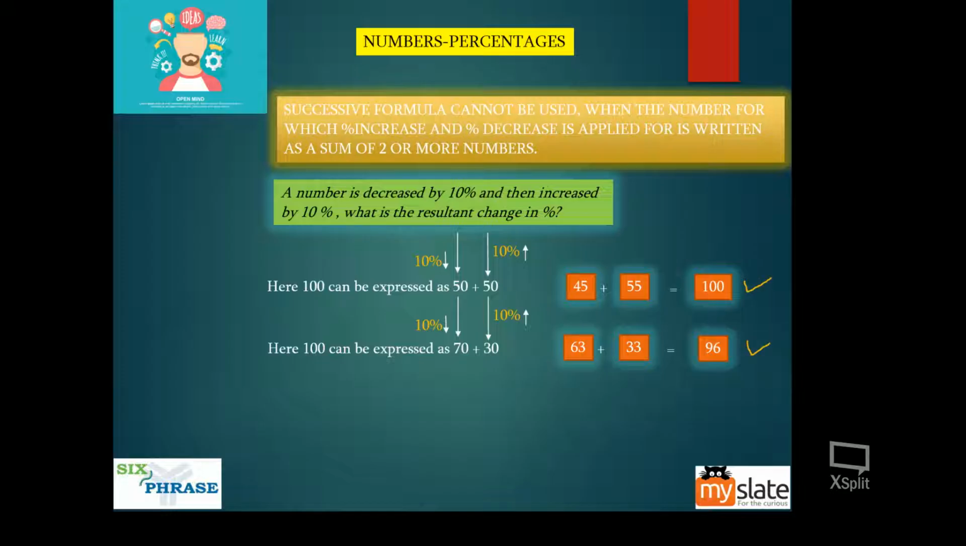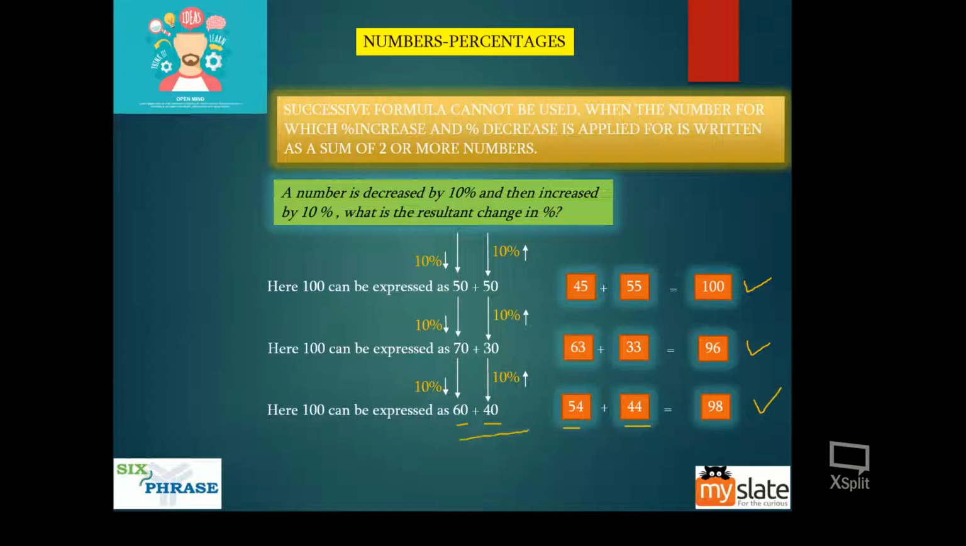Now 100 again can be represented as 60 plus 40. I'm just giving you another way of representing 100. Now I will decrease 60 by 10 percent and increase 40 by 10 percent. So a 10 percent decrease on 60 will give you 54, and a 10 percent increase on 40 will give you 44. You add them both, you'll get 98. You can see you're getting three different answers for three different sums.